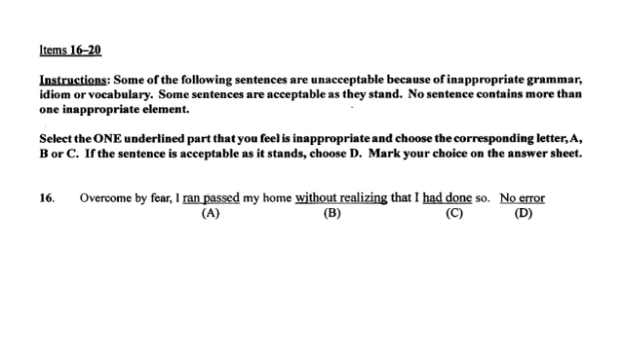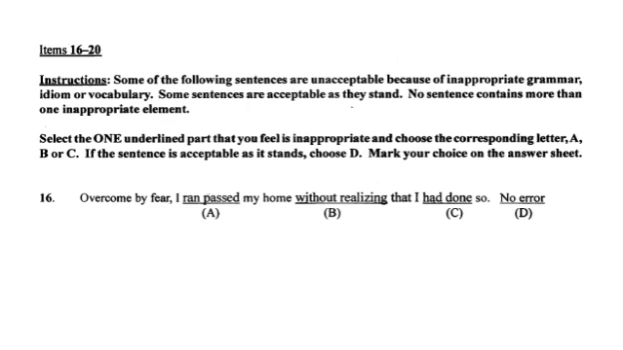And now for items 16 to 20. Instructions. Some of the following sentences are unacceptable because of inappropriate grammar, idiom, or vocabulary. Some sentences are acceptable as they stand. No sentence contains more than one inappropriate element. Select the one underlined part that you feel is inappropriate and choose the corresponding letter A, B, or C. If the sentence is acceptable as it stands, choose D. Numbers 17 and 19 are repeat items on the 2019 paper. Also, number 20 is repeated, but the structure is a bit different.